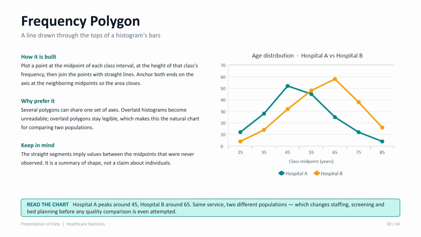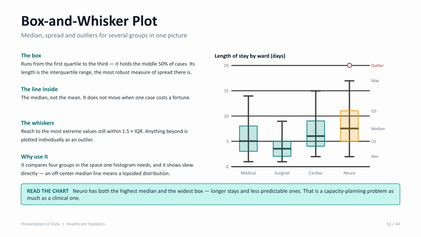Finally, the frequency polygon is effectively a line chart derived from a histogram. It excels when you need to compare multiple populations on the same axis, where standard histograms would become cluttered and unreadable. Next, the box and whisker plot, an efficient way to show the median, spread, and outliers for several groups in one view.